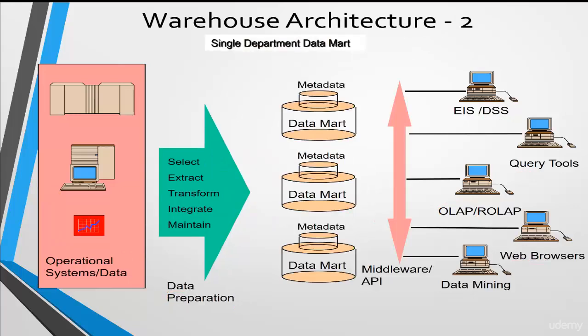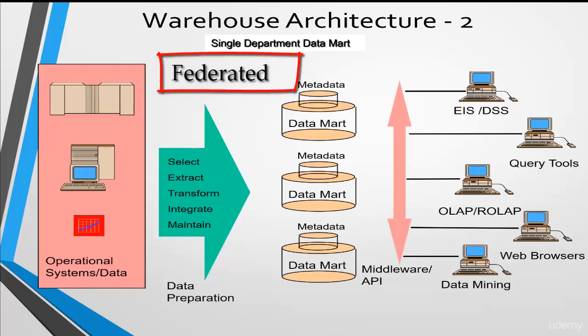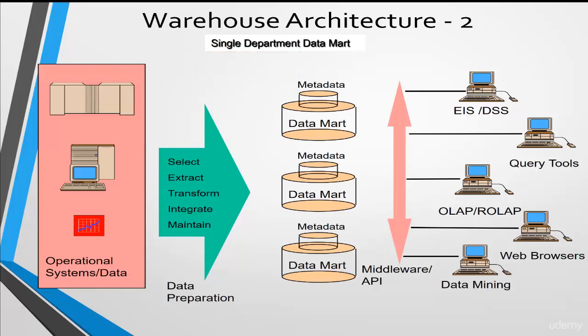Now, let's look at the second type of the architecture, which is called a single department data mart, or in other words, it is also called a federated architecture. Why is it called a federated architecture? In a federated architecture, the data is logically consolidated but stored in separate physical databases.